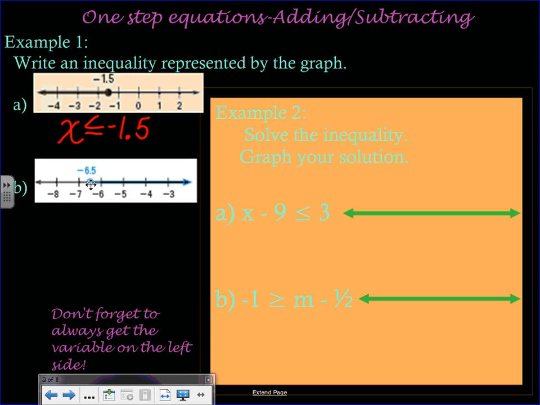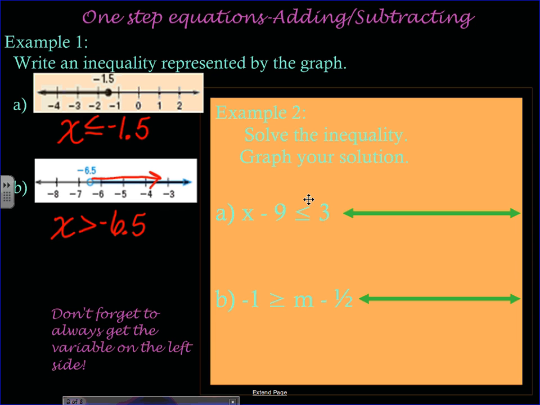All right, on B, again, we're going to have an open circle. So we're going to start off by writing x, and it's going to the right. If it's going to the right, that means that it's greater than. And again, we're not going to write equal to because it is an open circle. And then, of course, negative 6.5. All right, moving on to example 2.